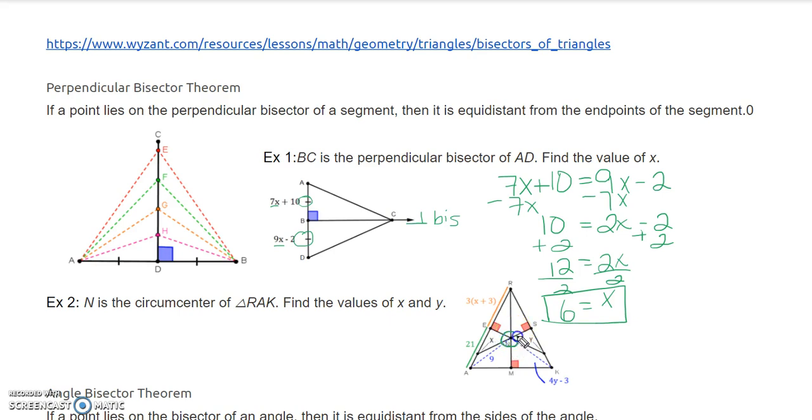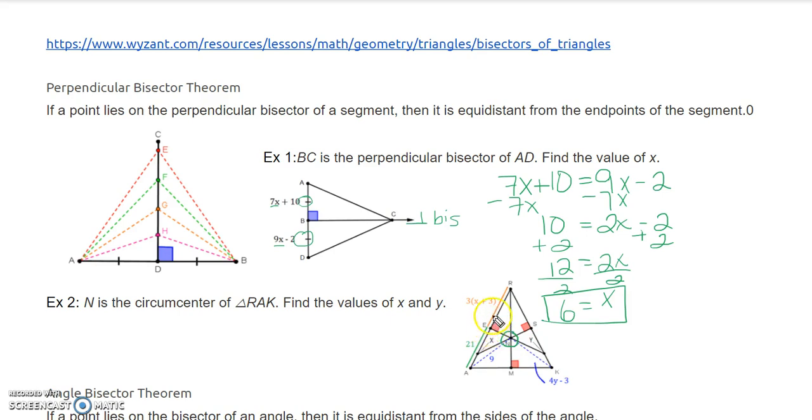Here's my circumcenter right here of triangle RAK. Find values x and y. Well, being that that's the circumcenter, that means that's where all the perpendicular bisectors meet. So I have 3 different perpendicular bisectors, one for each side, and I want to find the values of x and y. Okay, so if I find x first, that is the result of the perpendicular bisector YE.